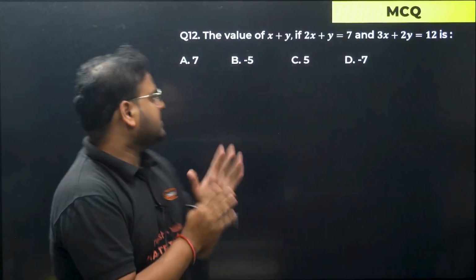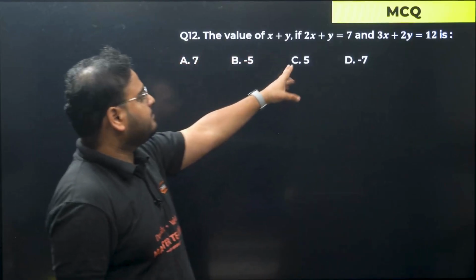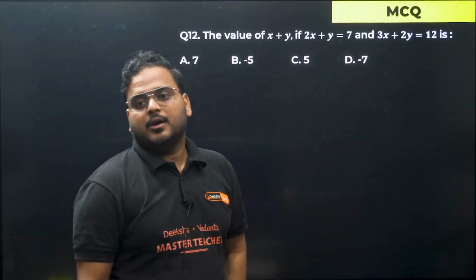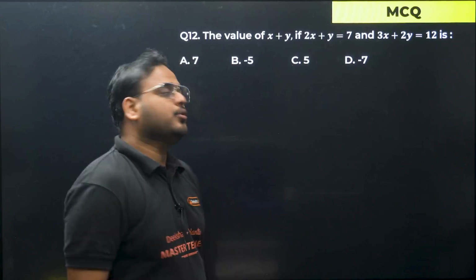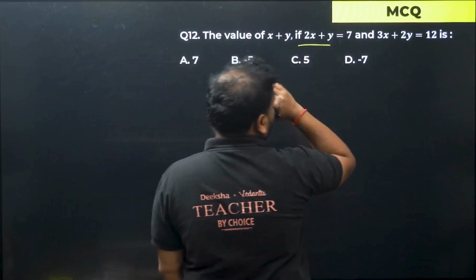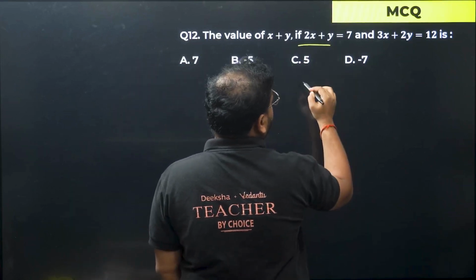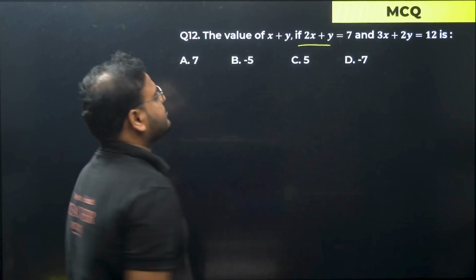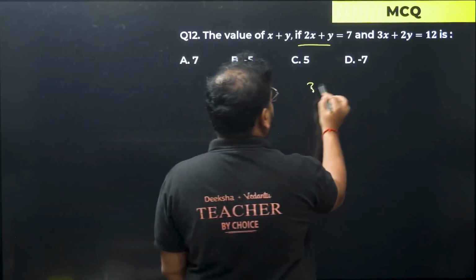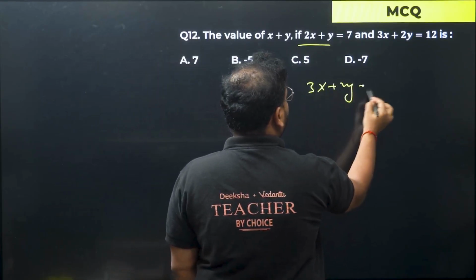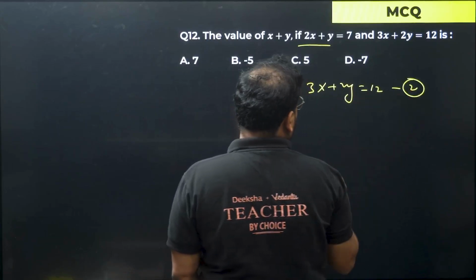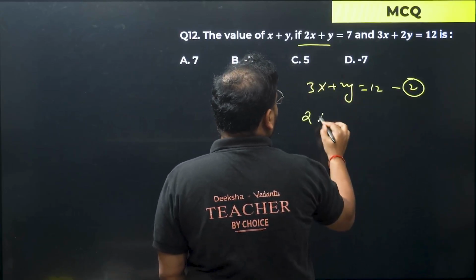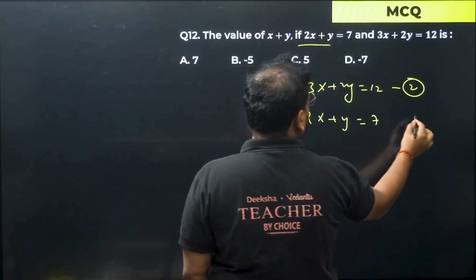Okay. Next, the value of x plus y if they have given the equations like this: 2x plus y equal to 7 and 3x plus 2y equal to 12. I'm looking for x plus y, right? Let's add them. Can we add them or can we subtract them? I think we can subtract. That is better. 3x plus 2y equal to 12, my equation number 2 over here. Equation number 1 is what? 2x plus y equal to 7.